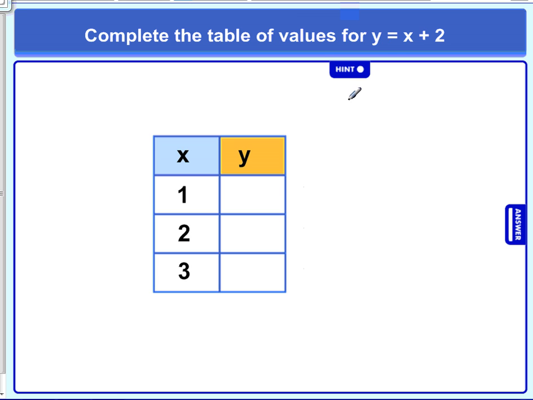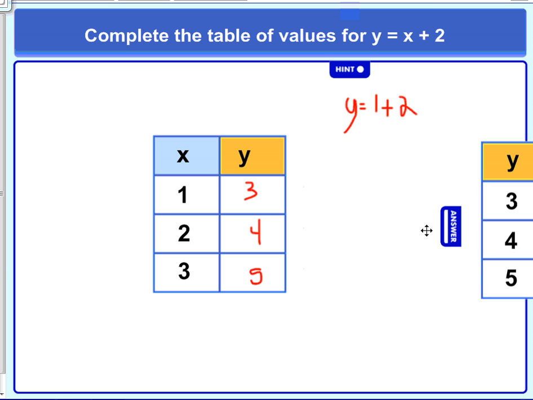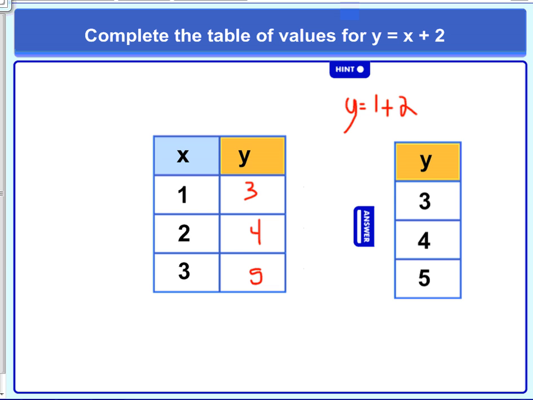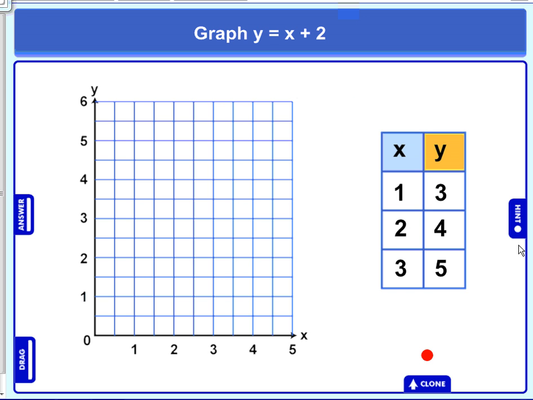So if I were to put x is equal to 1, what would my y equal? Well, it would equal 3. If I were to plug 2 in for x, I would have 2 plus 2, and so my y would equal 4. And if I were to have 3 plugged in for x, I would have 3 plus 2, and so my y would equal 5. Alright, there we go.